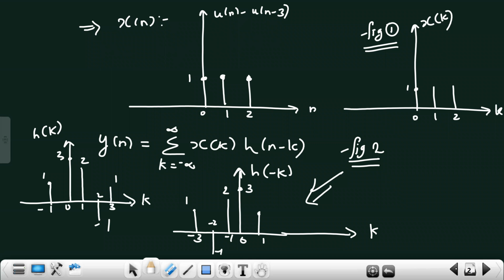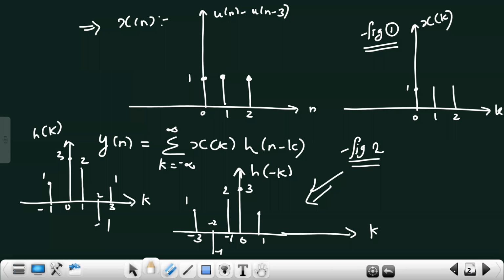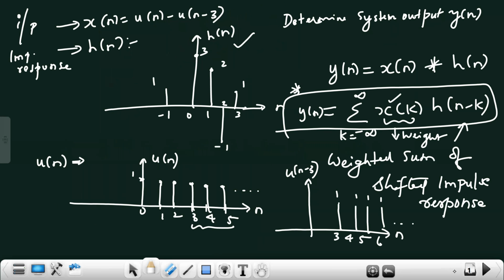Now M is nothing but the length of h of n. You have already plotted h of n, which is given in the question itself. Lavanya, what is the length of h of n? 5, sir. Yes, it is 5 because it is starting from -1 and ending with 3. So 1, 2, 3, 4, 5. Totally there are 5 samples for h of n, so your M will be 5.